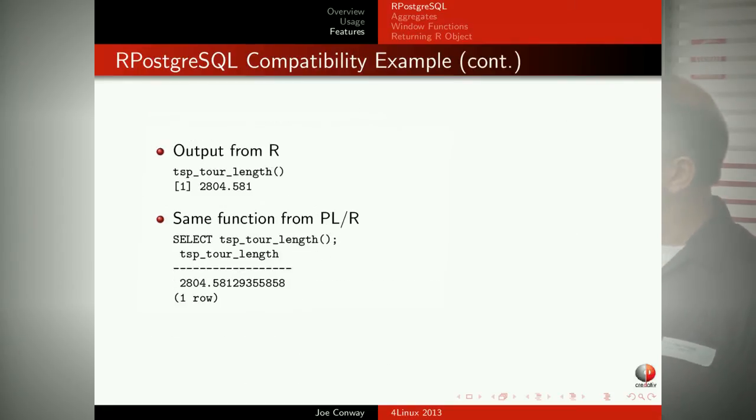And then if you run this in R, it looks like this. You just call the function by typing it. And if you call it from Postgres, you just select it.